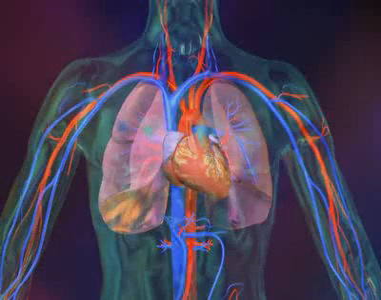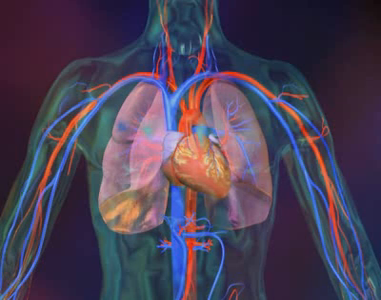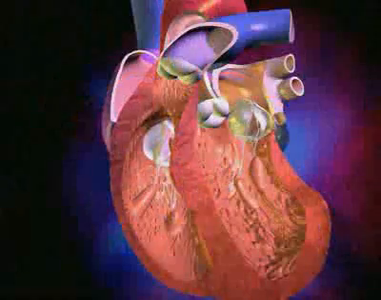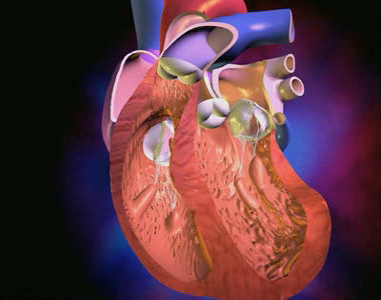The heart pumps approximately 5 quarts of blood every minute, and each heartbeat circulates blood to both the lungs and the body. This is possible because of the heart's complex internal structure. The heart is divided into the right side and the left side.